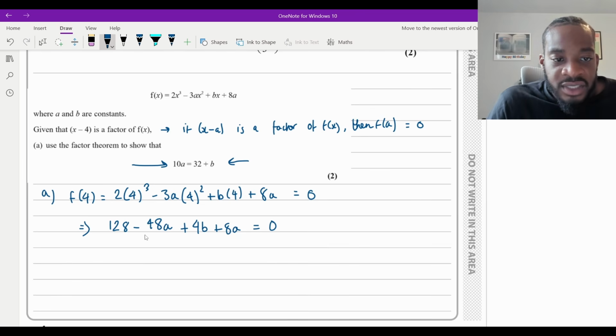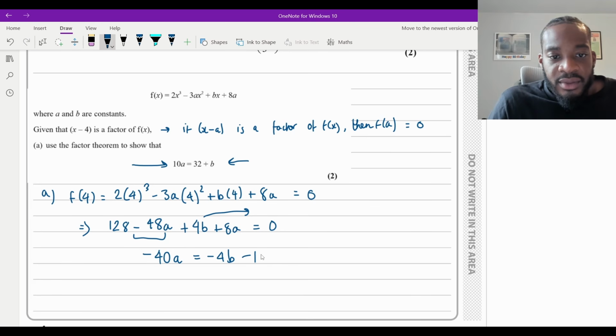So what I'm going to do is simplify these. So minus 48 plus an 8, that's minus 40. I'll times by minus 1 after. So minus 40a is going to equal, and then that minus 4b is going to go there because I'm going to move that there, aren't I? And then that is going to be minus 128. So this is where we are at.